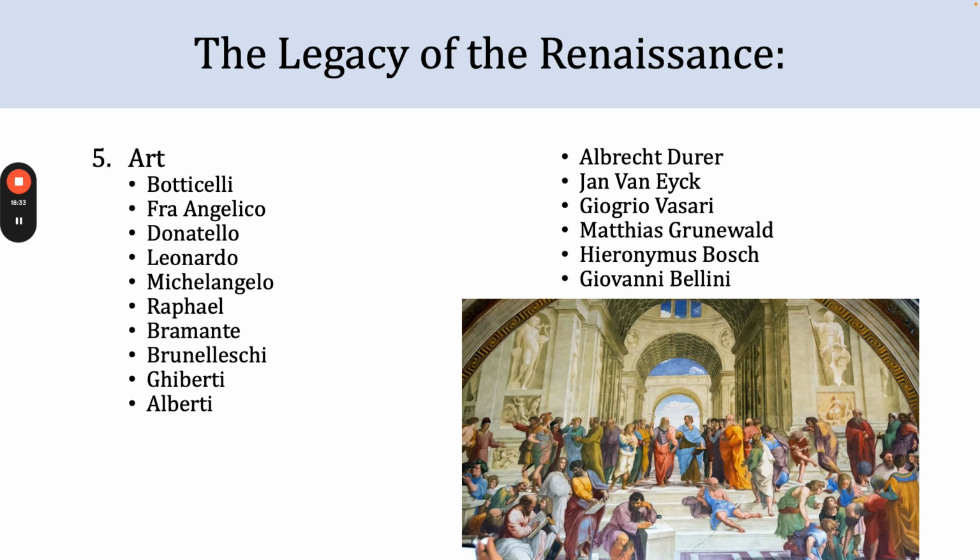The other major understanding or major legacy of the Renaissance are obviously the artists that come from it. Botticelli, Fra Angelico, Leonardo, Donatello, Leonardo, Michelangelo, Raphael, the Ninja Turtles, Bramante, Brunelleschi, Ghiberti, Alberti, Albrecht Dürer, Jan van Eyck, Giorgio Vasari, Matthias Grünewald, Hieronymus Bosch, and Giovanni Bellini, all of these that we'll take a look at over the next couple of weeks. And you'll become very familiar with, and hopefully throughout your life they'll become kind of quasi-friends as you become extremely familiar with their ideas. But these artists are going to be the major players that really transform the art world and cast that shadow over everything that comes after them.